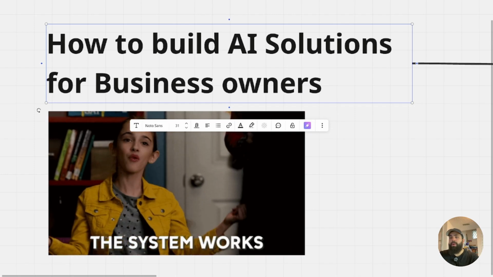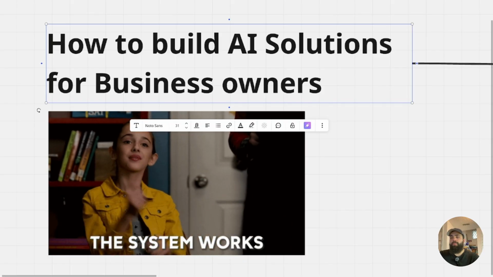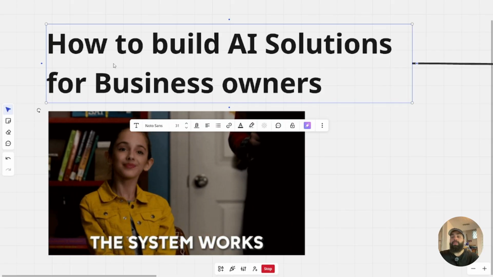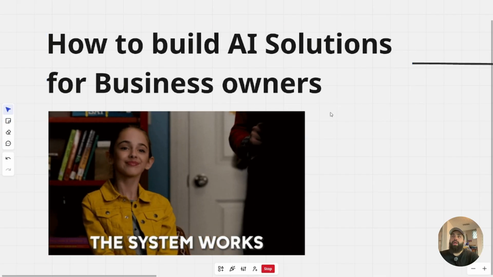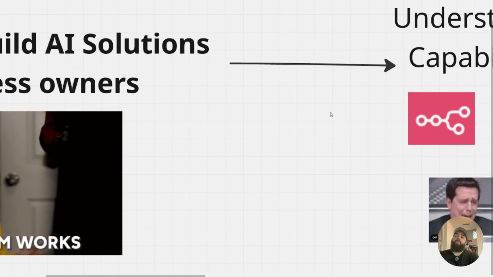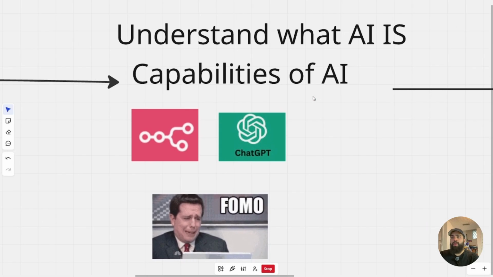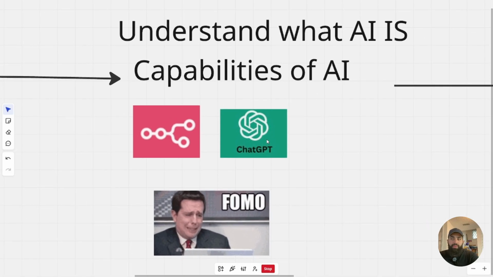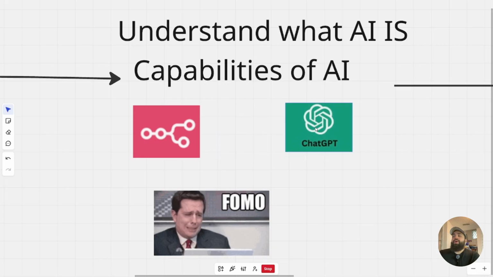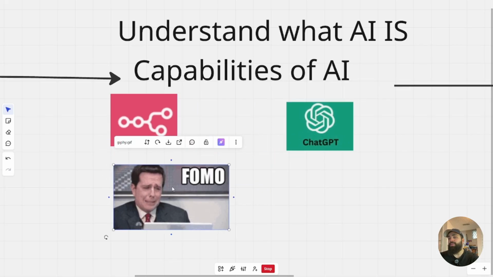Today we're going to be talking about how to build AI solutions for business owners. And the point of this video, to be honest, is mainly so that business owners can understand what AI is and what it can do for your business. Because most people, especially business owners, have only used ChatGPT, right? So imagine you've only used ChatGPT and there are so many other tools that exist.